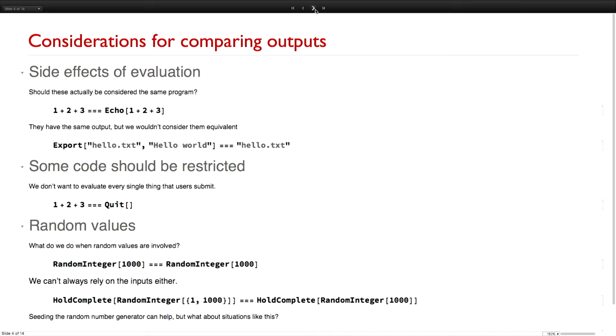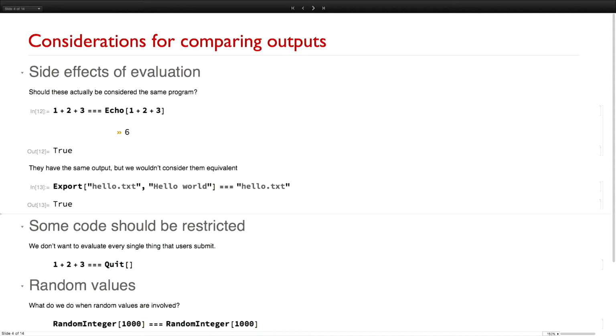So one of the questions is, you have to somewhat arbitrarily decide what should be considered correct and what shouldn't be. There's a lot of gray area here. So 1 plus 2 plus 3 gives the same output as echo of 1 plus 2 plus 3. Are they the same program, though? Do they do the same thing? So that's one of the things you have to keep in mind. Obviously, the next one, those are two very, very different expressions, yet they produce the same output. Just to make sure you guys believe me.